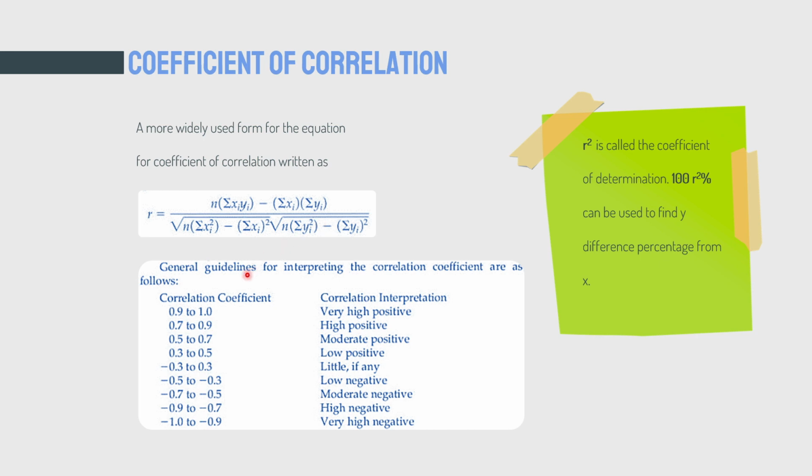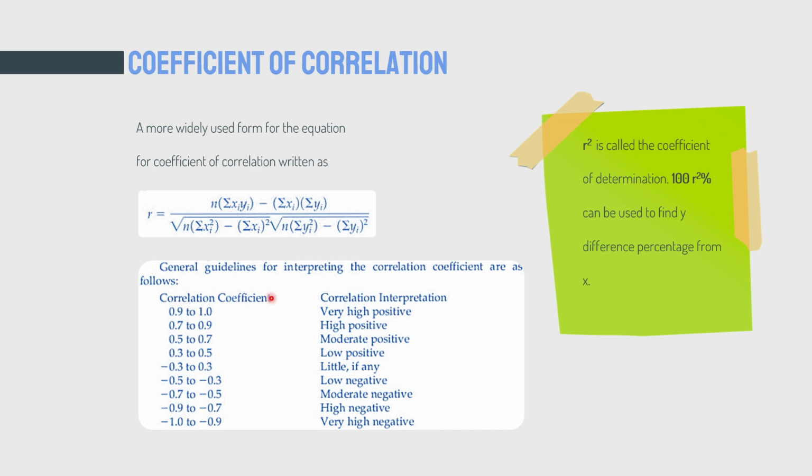Now, a general guideline for interpreting the correlation coefficient would be as follows, because when you apply R, sometimes you will have R as 0.01, sometimes 0.9, sometimes 1, even though it's rare, 0.7, 0.5, 0.3, minus 0.3, minus 0.7. So what's the difference between minus 0.7 and 0.7? What's the difference between 0.9 and 0.5?